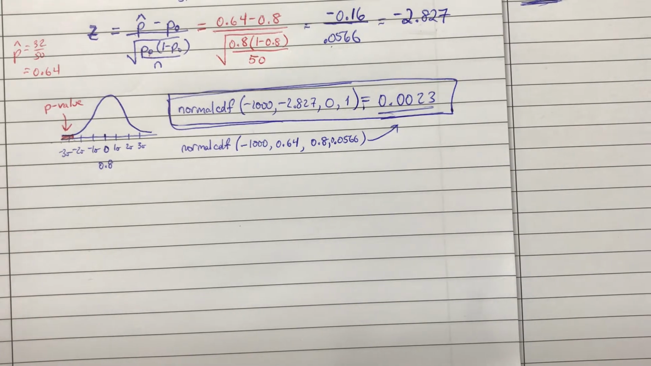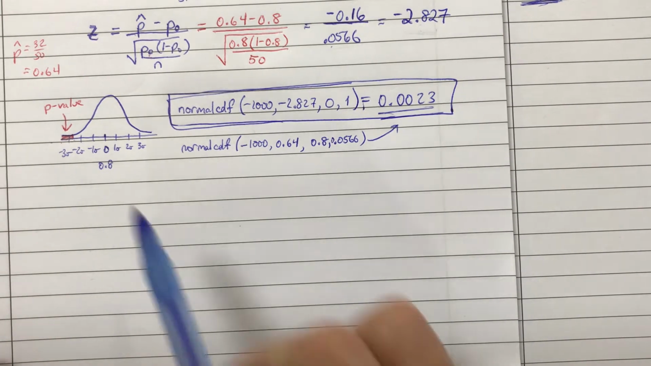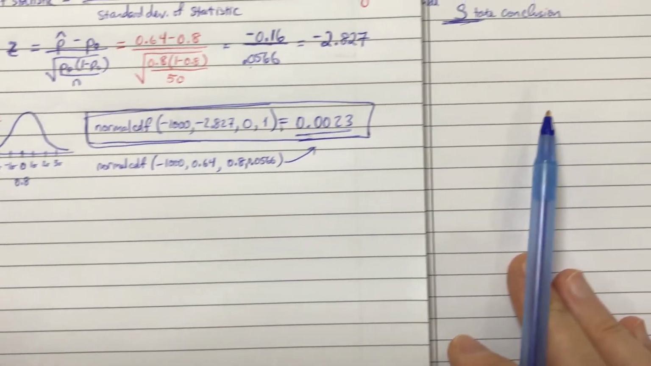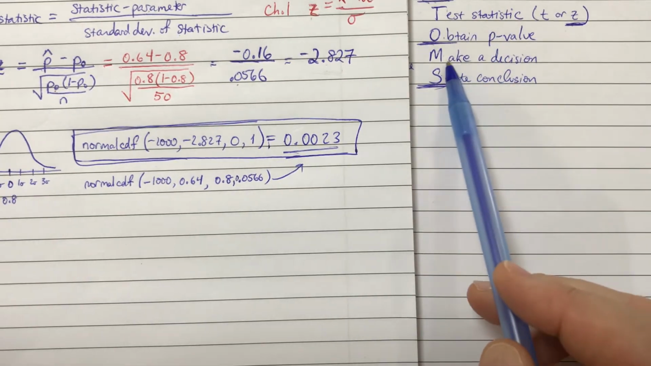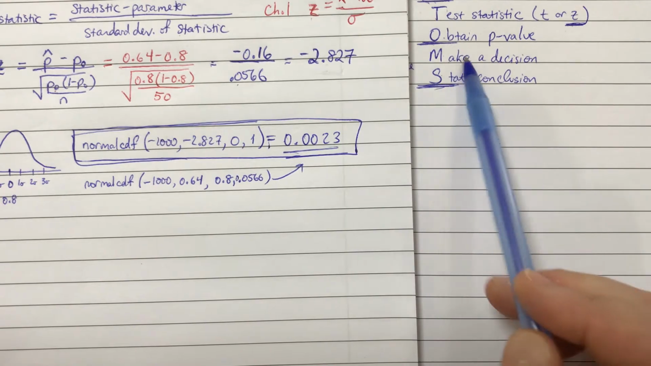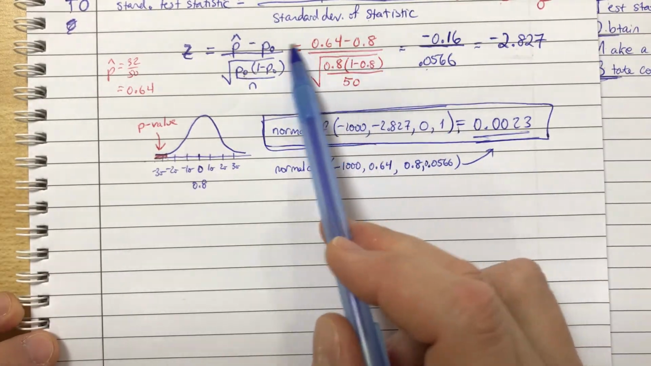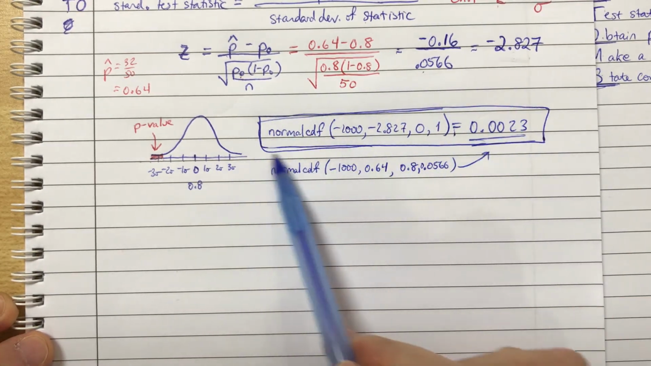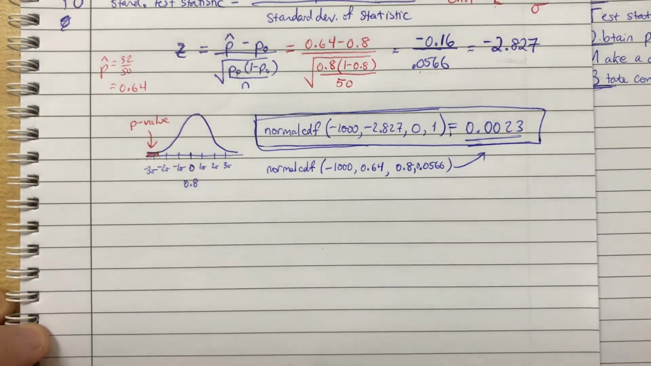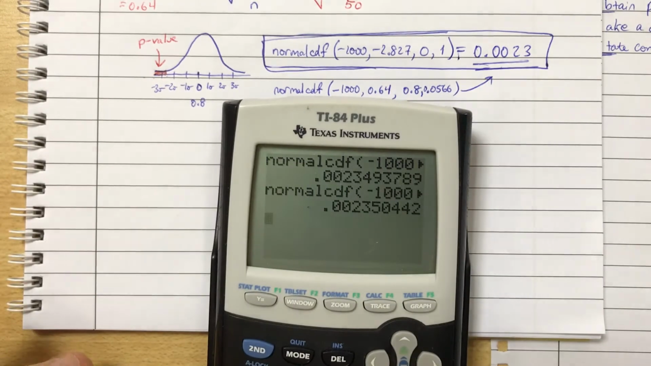Okay, so now we're back here. We're going to finish this off. Before we go to the last steps, which would be to make a decision and state the conclusion, this will be our conclusion part right here. You don't have to go through all of this to come up with your value. The calculator will do it for you.